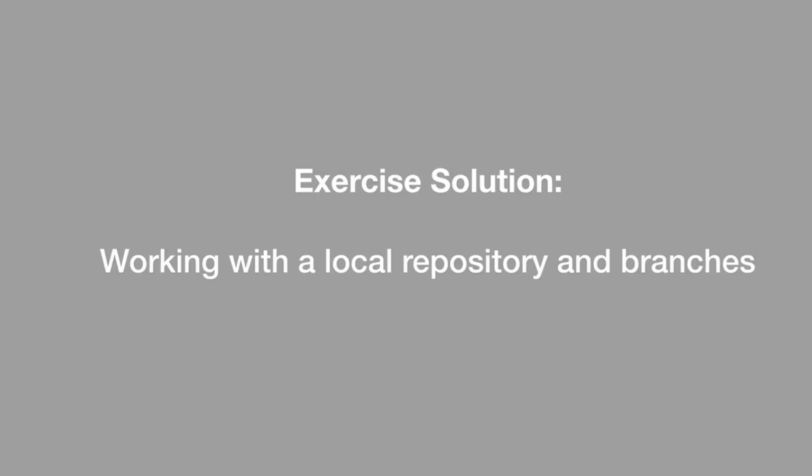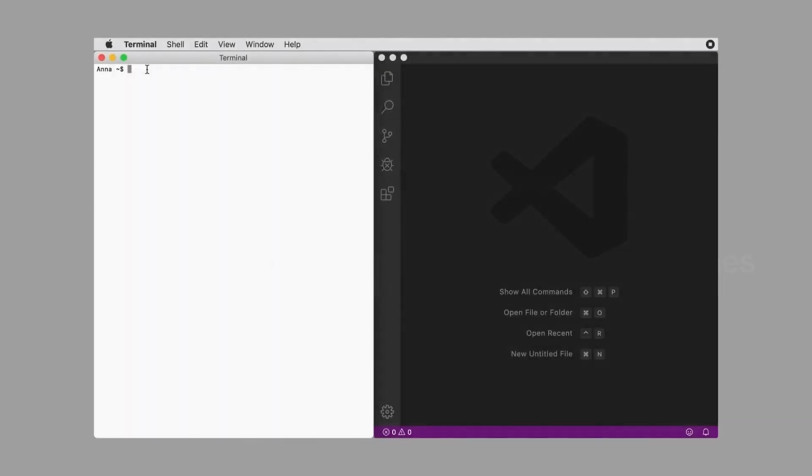In this presentation, we go over the solution to the working with a local repository and branches exercise. This is just one way of solving it, so let's go check it out, but you may have taken a slightly different approach. So the first thing we want to do is to make a project directory, so we use the mkdir command. Then we go into that directory using the cd command. And finally, we initialize a repository using the git init command.